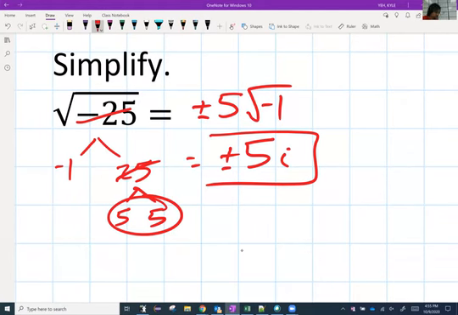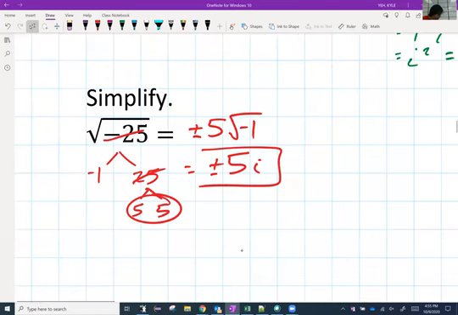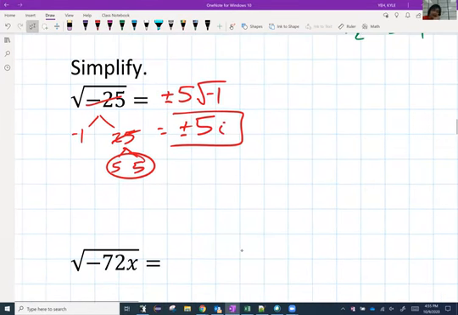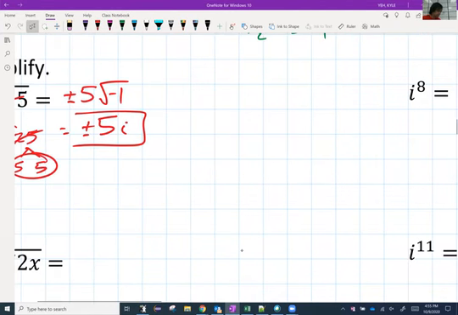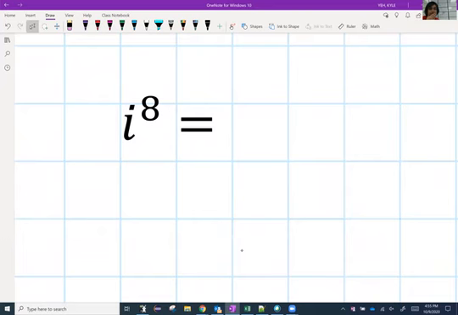So something you can remember is any of these radical problems that we have, if it's square root of a negative, you're always just going to have an i outside. You're going to pull an i out. Quick pop quiz. What is i to the 8th? And I'm hoping you're thinking to yourself, okay, so that's a multiple of 4. So that means it's 1. Multiples of 4 are always 1.